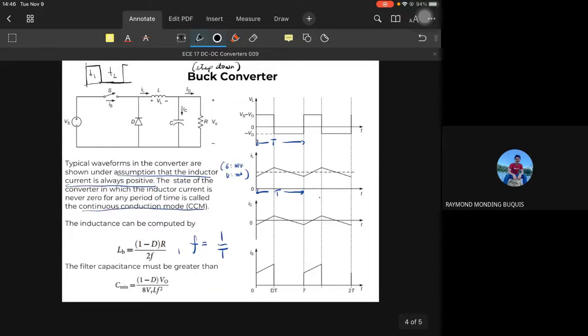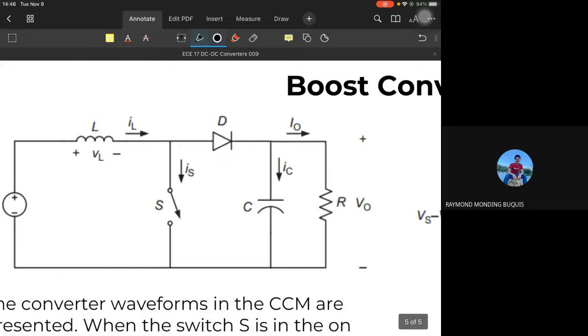The positions of the switch, the inductor, and the diode were changed. Instead of the diode being added earlier here, the switch is added, and then the inductor. So they swapped places. For what purpose? The purpose is to step up the voltage.